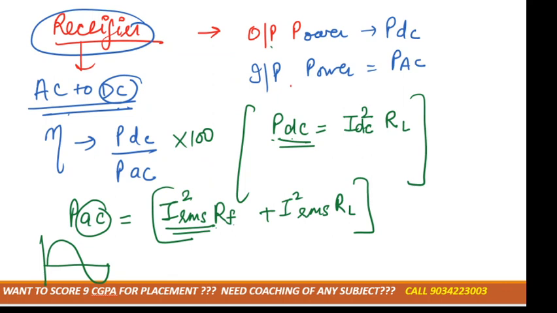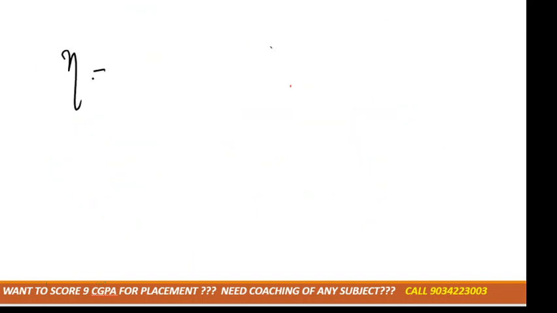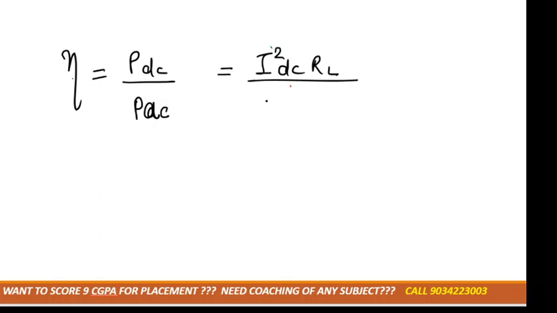Now we are having the value of PDC and PAC. Can we put it down? So efficiency would be how much? Efficiency is PDC divided by PAC, right? PDC is I square DC into RL divided by PAC, which is I square RMS, that is RF plus RL, right? Any doubt up to here?